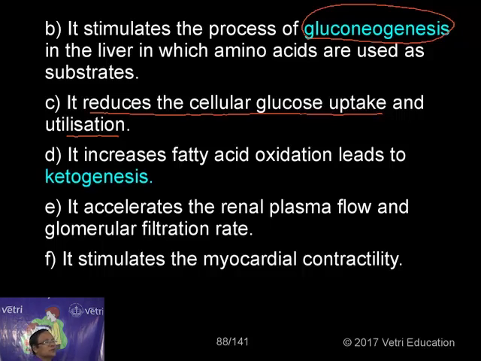Ketogenesis, formation of ketone bodies. If it is not being eliminated, if it is being retained in the blood, then it is called ketosis, a condition of having a high concentration of ketone bodies.